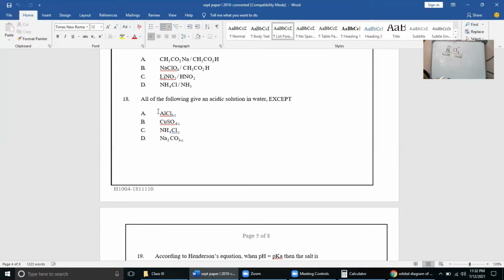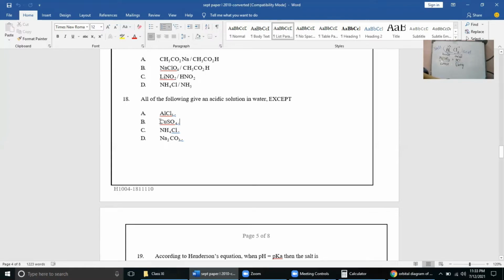So it means this AlCl3 has formed from aluminium hydroxide and HCl. Aluminium hydroxide is weak base and HCl is strong acid. So that salt which is made from the combination of these two, acid and base, this salt will give acidic solution because it has been made from strong acid.